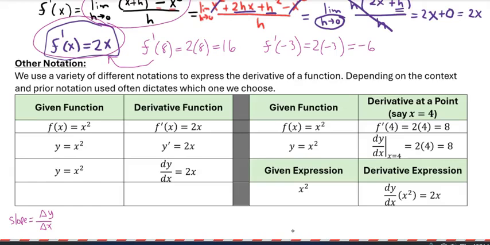And then derivative at a point notation is over here. The one we'll predominantly be using is the one at the top here. If f of x is x squared, f prime of 4, and so on.